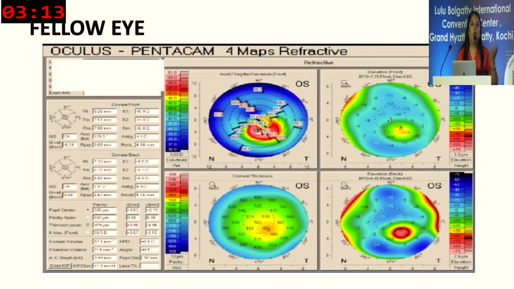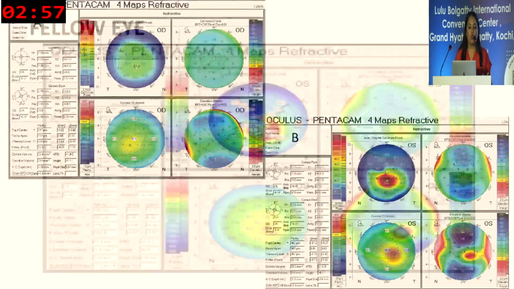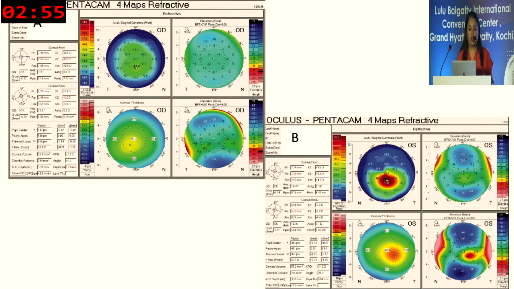Let us look at the fellow eye of this patient. This is the fellow eye. So it is a frank keratoconus in the fellow eye. So it is only the biomechanics that has possibly detected an early keratoconus with a normal tomography, and such a patient should ideally never undergo a refractive procedure.